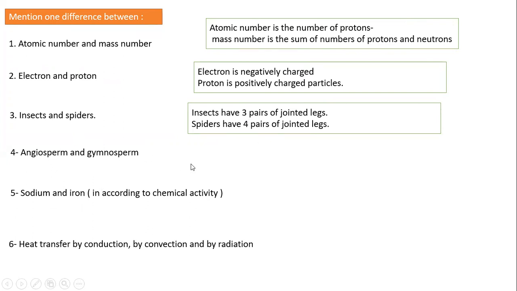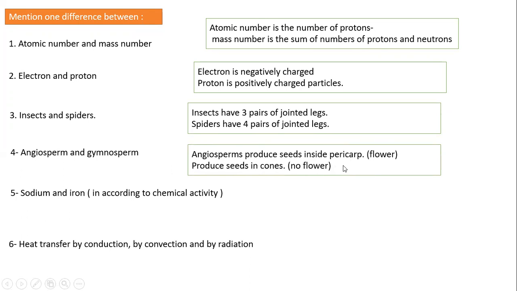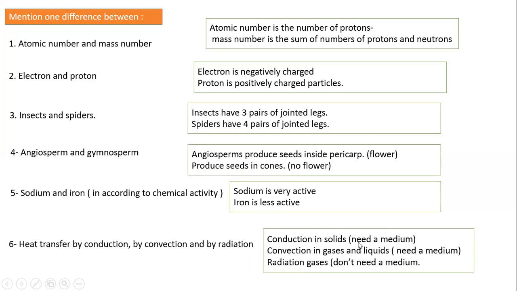Angiosperm, gymnosperm. Angiosperm, flowering plant, produces its seeds inside a fruit, the pericarp, while gymnosperm, yes, produces them inside a cone. Sodium and iron. Yes, according to chemical activity. Sodium is very active, while iron is less active. Heat transfer by conduction, by convection, by radiation. Yeah, conduction in solids, convection in gases and liquids. Radiation, yes, in space and between gases.